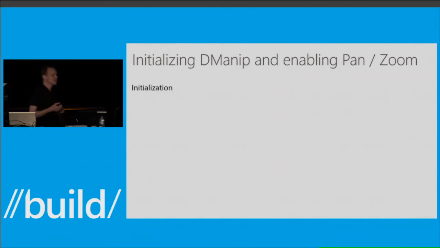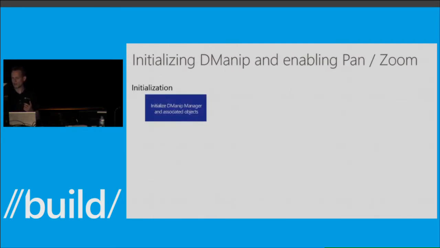There are really two phases of using direct manipulation in an application. The first one is initialization, and this is where we configure what we want to happen up front. And then the second phase is when we actually need to go and do a hit test and start a zooming or panning manipulation going.